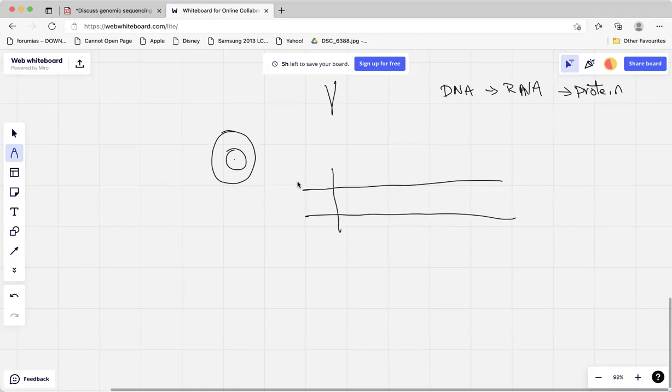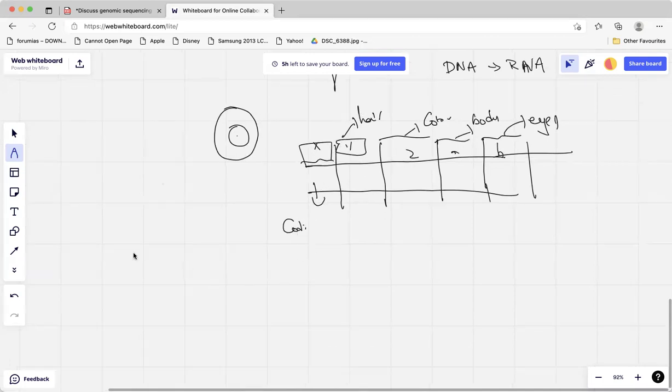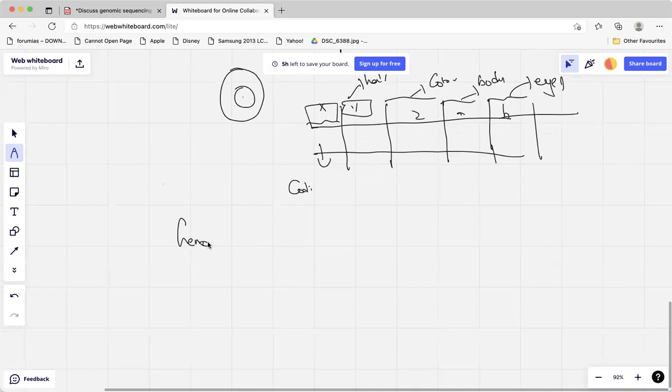Like I said, this can be one code, X, Y, Z, or A, B, C. Now, in genome sequencing, you are trying to read which gene is coding for what. This gene is coding for your hair. This gene is responsible for your color. This gene is responsible for your body structure. This gene is responsible for your eyes. Like this, you are trying to decode these things. So this is called genome sequencing.